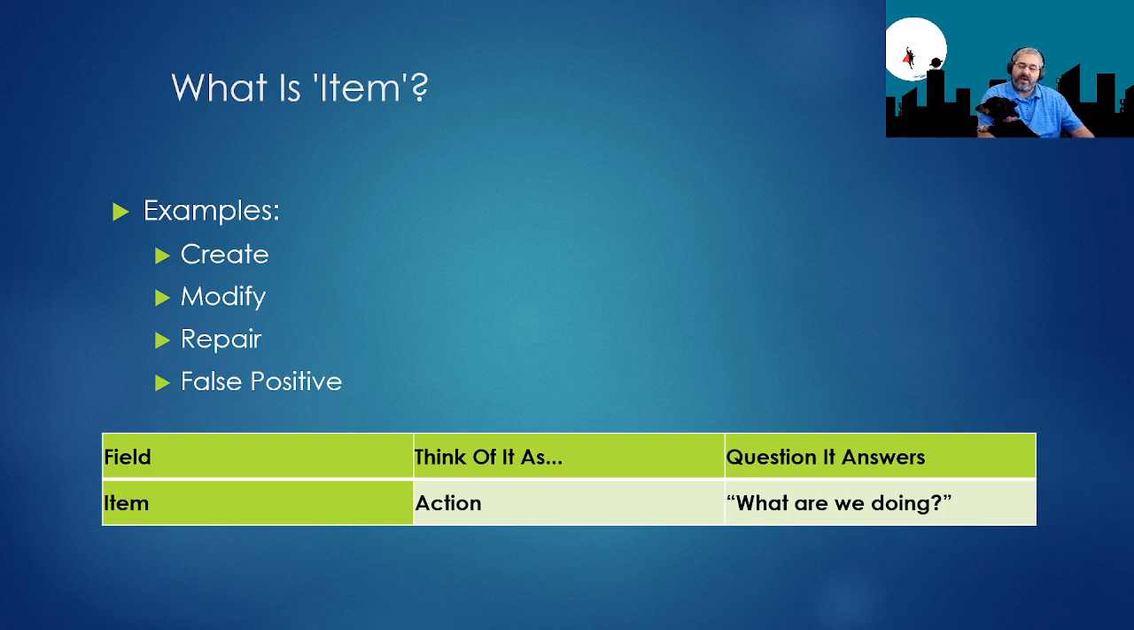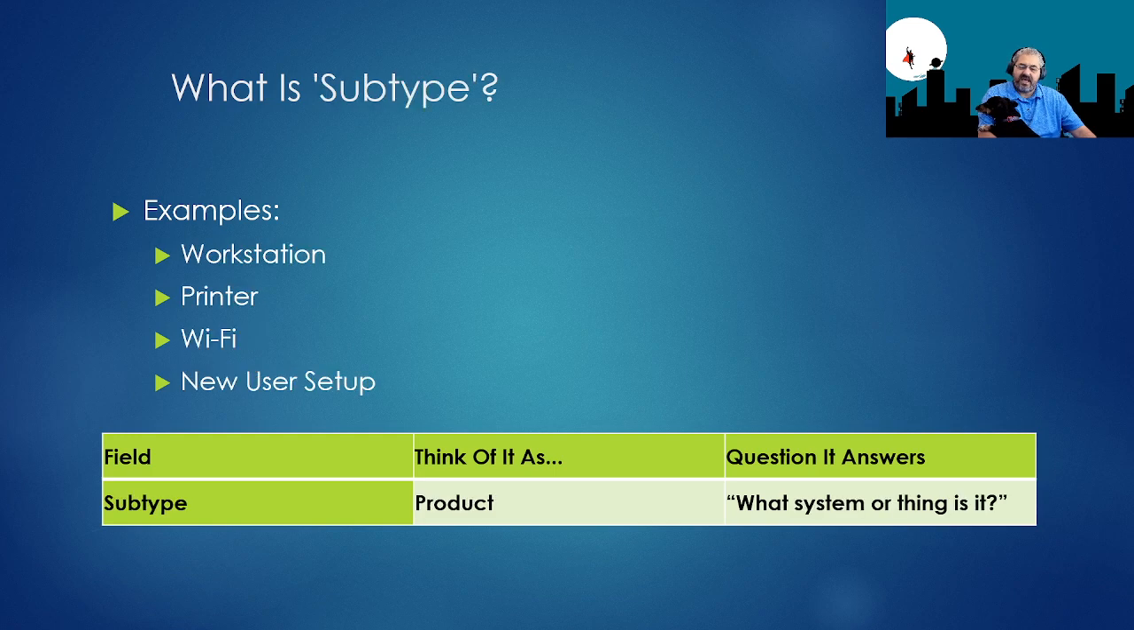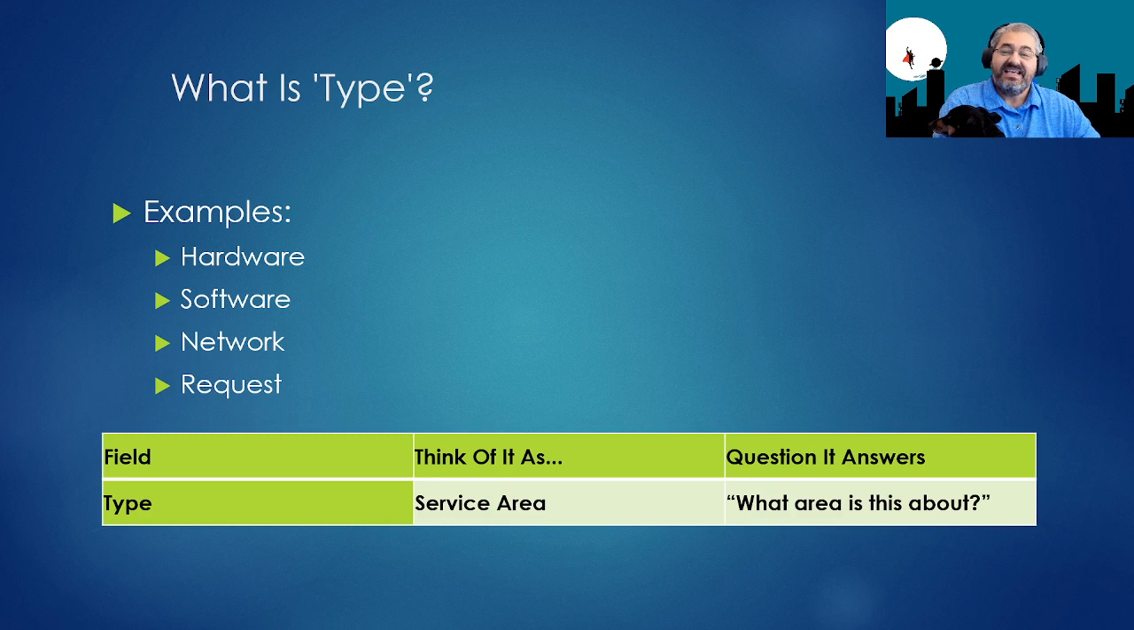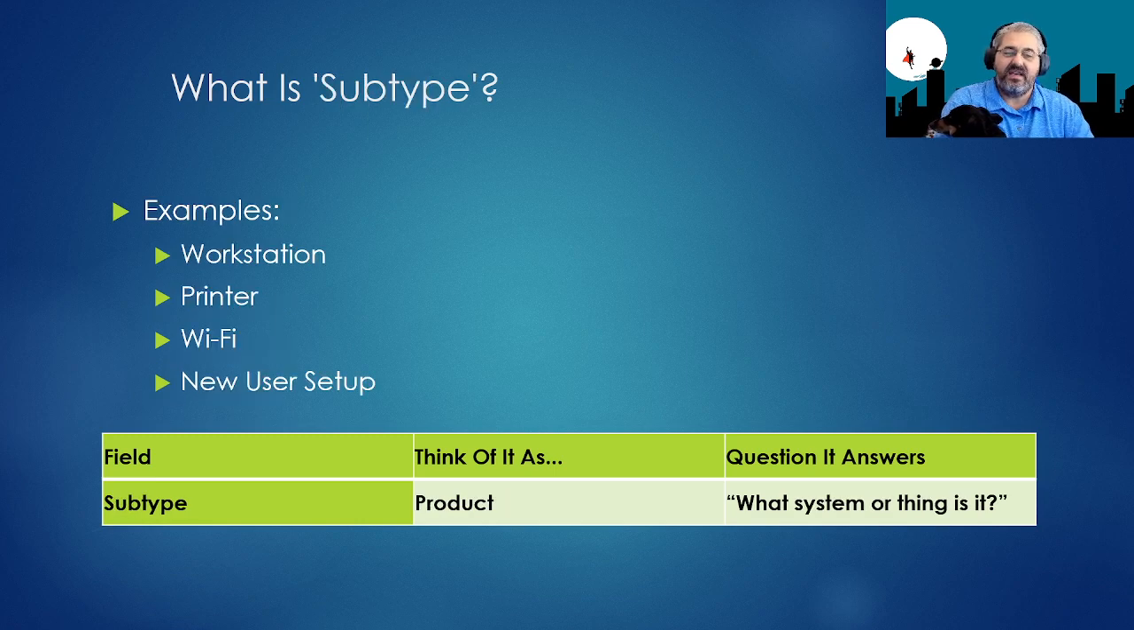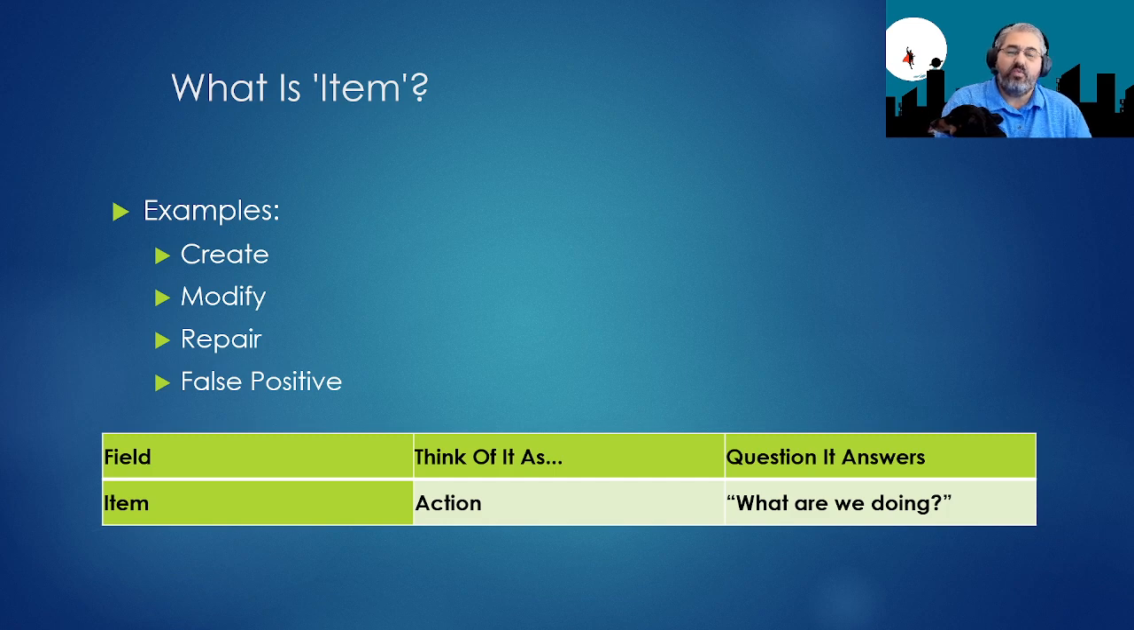So we'll go back to the type. Type is a broad area, small list set. I want to clarify that. The product, the subtype, is a bigger list of issues because we do work on a lot of things. And then the item is what are we doing? Again, a smaller list of issues.